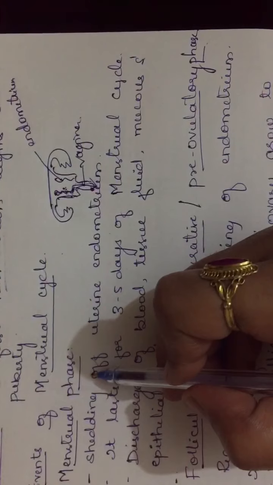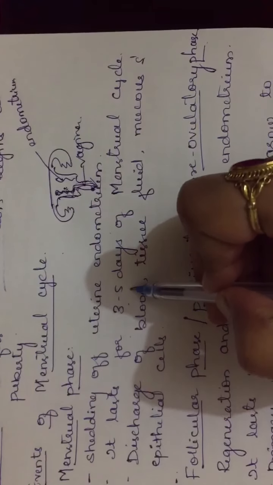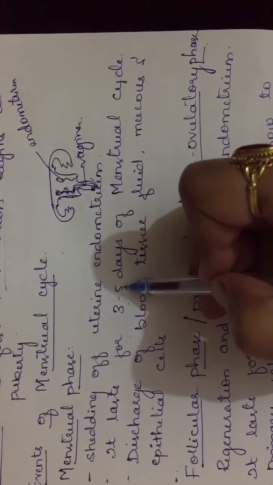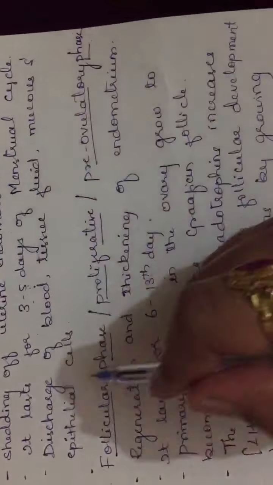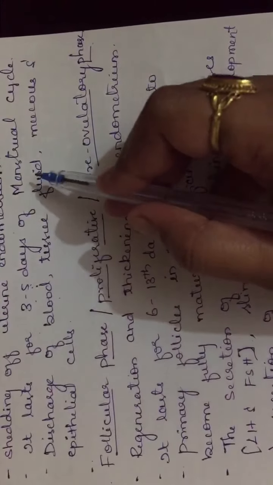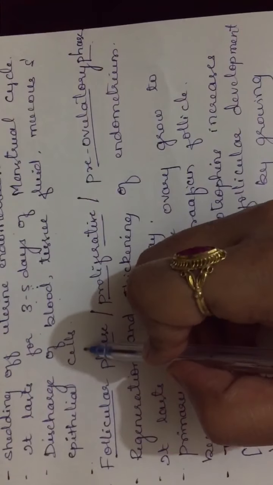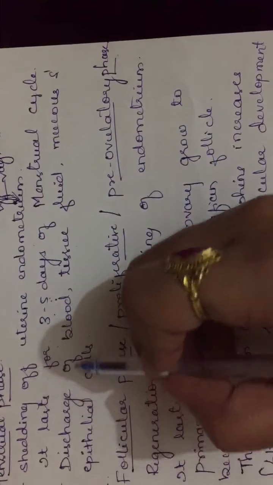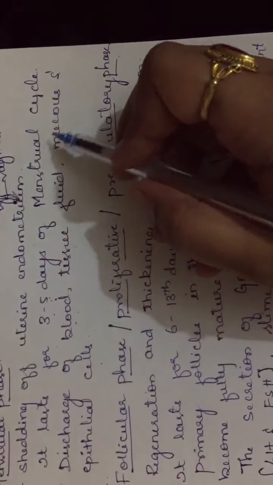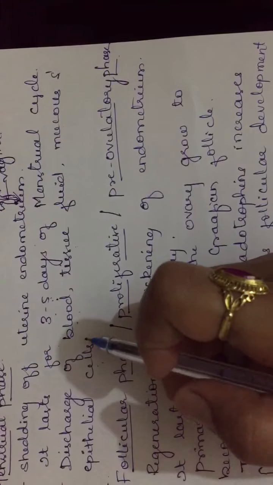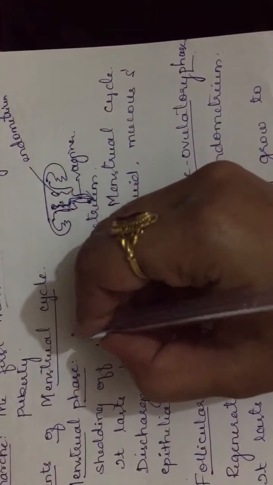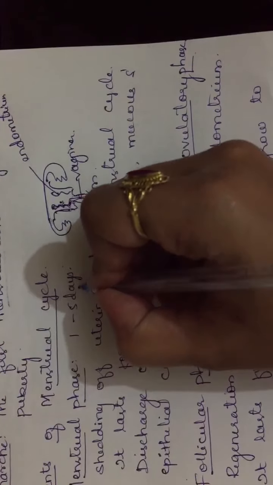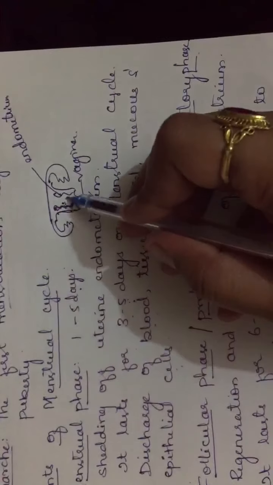The menstrual phase lasts for 3 to 5 days, which means in the first 3 to 5 days of the menstrual cycle there is a menstrual flow. There is a discharge of blood, tissue fluid, mucus and epithelial cells, because whatever is present in the endometrial lining will be released out. So the menstrual phase takes place in the first 1 to 5 days of the menstrual cycle.